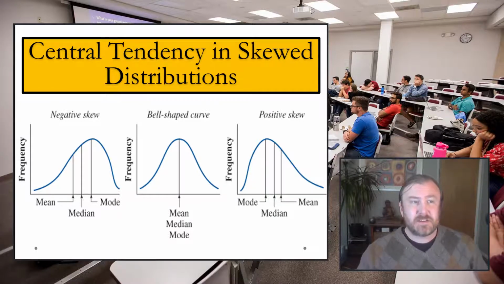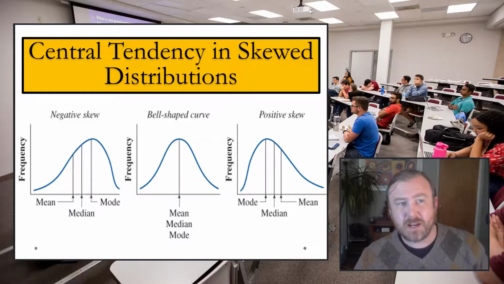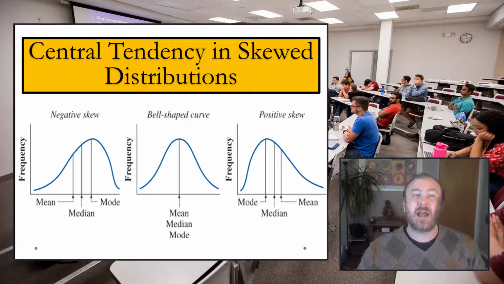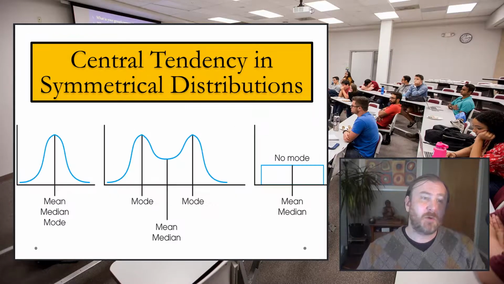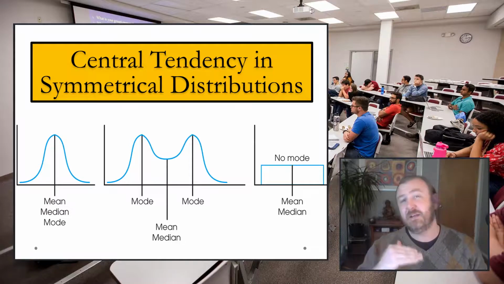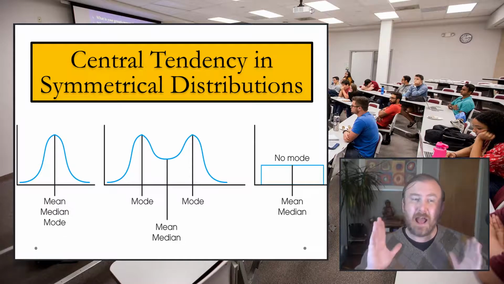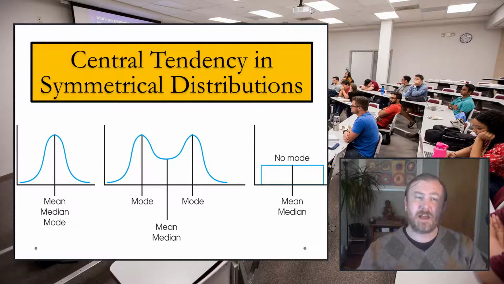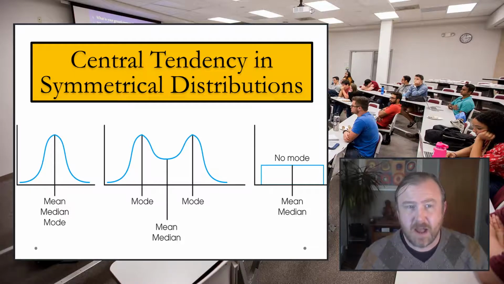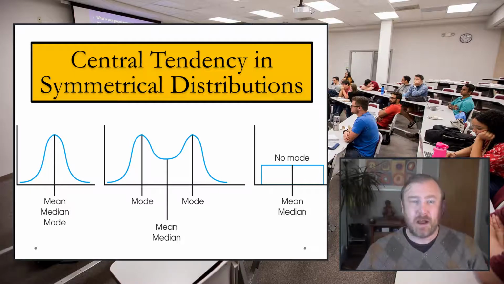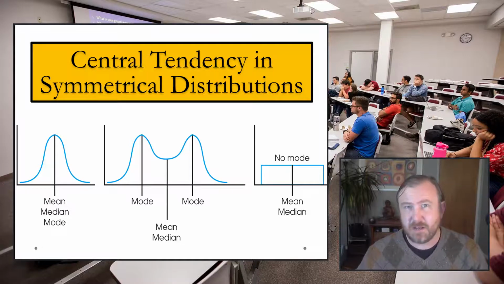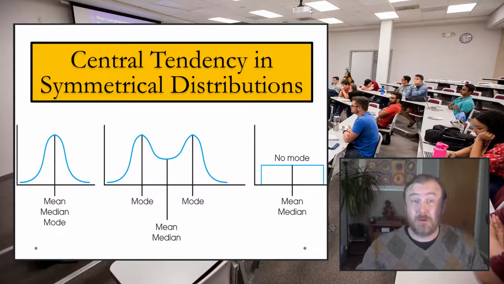Okay, so here is an example of how these are related when we're dealing with different types of symmetrical distributions. So we have the normal distribution on the left, but we can also have an entirely symmetrical bimodal distribution. If we had a bimodal distribution, then we're going to have the mean and median being equal, and we're going to have the two modes on either side of it. And then, of course, there's an example where all values are equal, and then the mean and median are going to be equal, but there isn't going to be a mode.